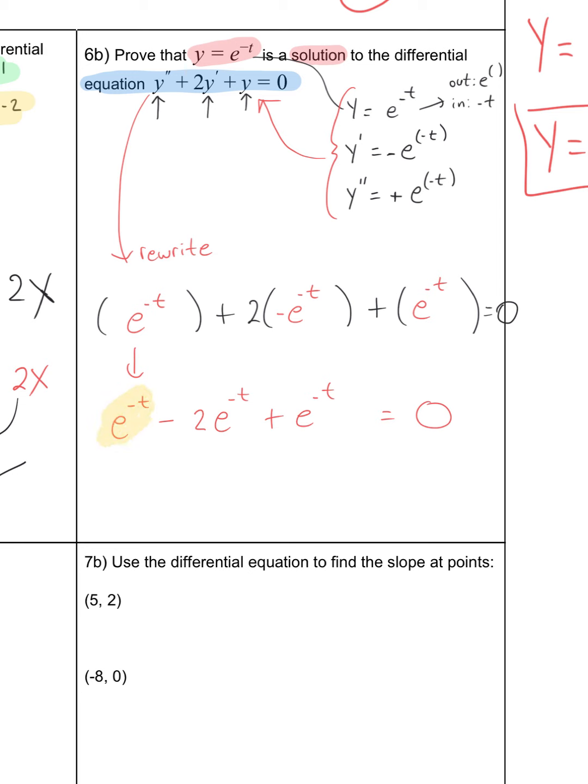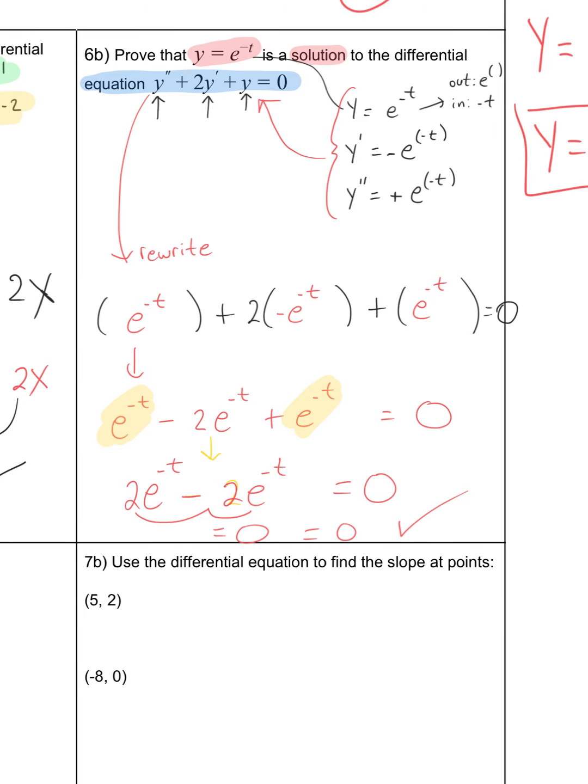We have an e to the negative t and another e to the negative t. So if I have an e to the negative t and you have an e to the negative t, that gives us 2e to the negative t. All right, and then we bring this one down, so we have minus 2e to the negative t is equal to 0, and this right here is equal to 0, so 0 is equal to 0. So this indeed was a solution to this differential equation.